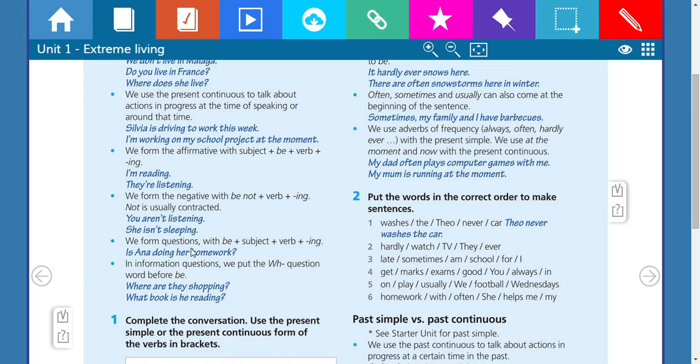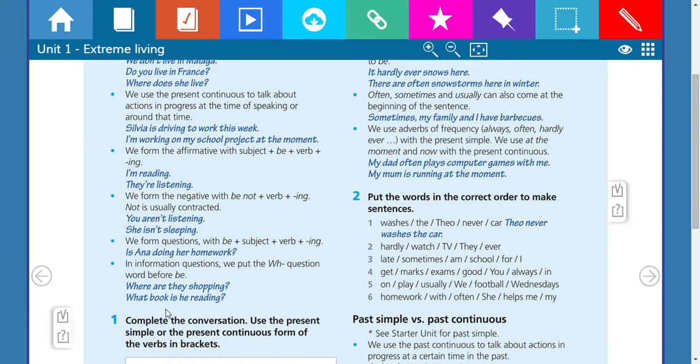We form questions with be. So in this case, be at the beginning plus subject plus verb plus ing. Is Anna doing her homework? Yes, she is. No, she isn't. In information questions, we put the WH question word before be. Like, where are they shopping? What book is he reading? So, in those cases, they are questions.